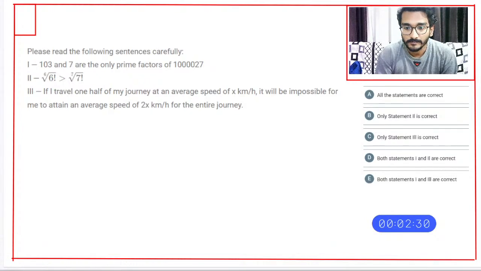So which option is the answer? Is the first sentence correct? Sorry. 103 and 7 are the only prime factors of this big number. Is it true or false? We have this factorial raised to the power 1 by 6. Is this sentence correct?